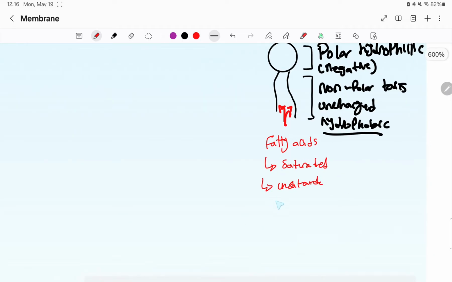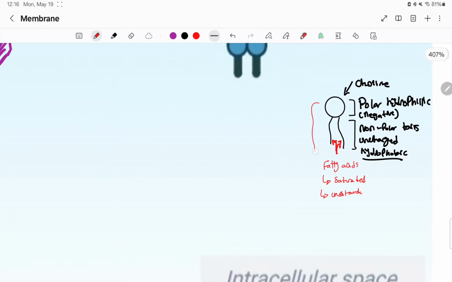Now, how does this affect the actual phospholipid? Because you guys remember this whole thing was called a phospholipid.